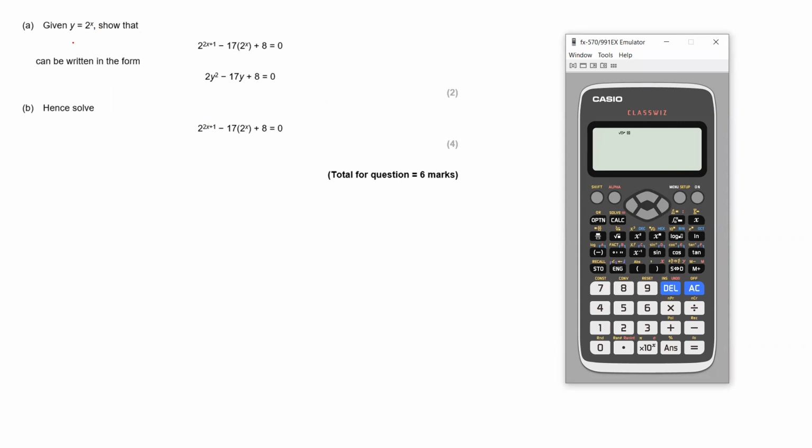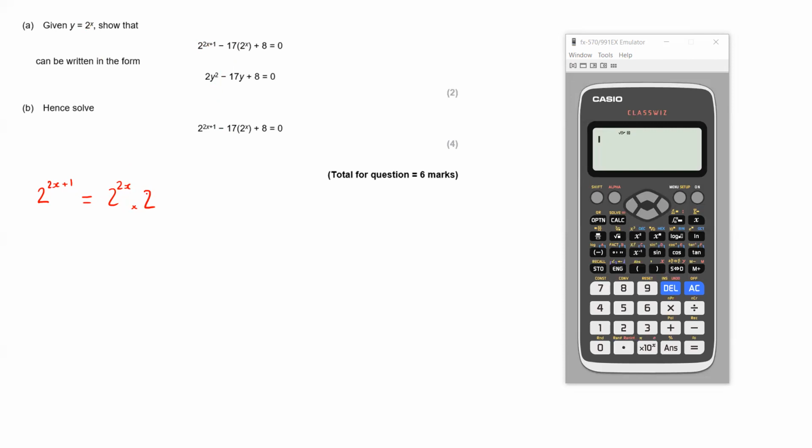So first up, we've got indices. Given that y equals 2 to the x, show that this can be written in this form. So the first thing that I'm thinking here, if y is 2 to the x, is what 2 to the 2x plus 1 can be. 2 to the 2x plus 1, we can actually write as 2 to the 2x times 2.